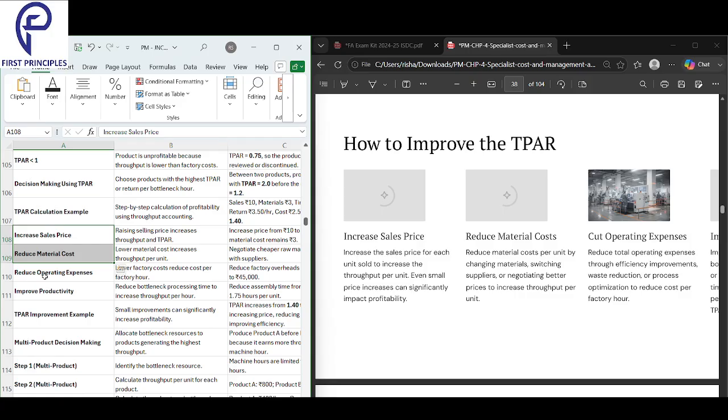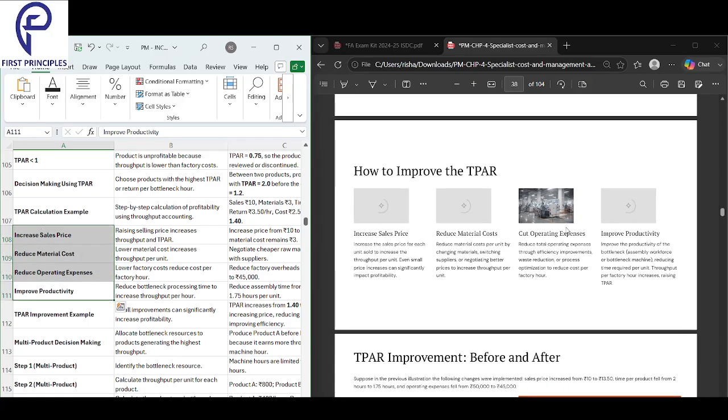Okay, so increase the sales price or reduce the material cost. Reduce your operating expenses, improve productivity. These are four ways you can pretty much improve your TPAR. If you want to improve your TPAR, this is what you can do. Increase your sales price, reduce your material cost. This is pretty straightforward. Lower the factory cost, to reduce the cost per factory hour. Reduce the cost per factory hour and improve the productivity. And if you do these four, overall your TPAR will improve.